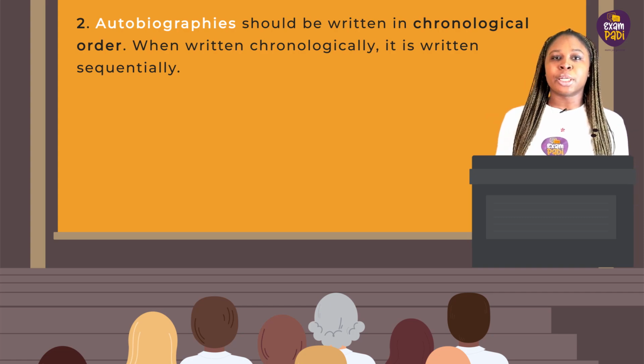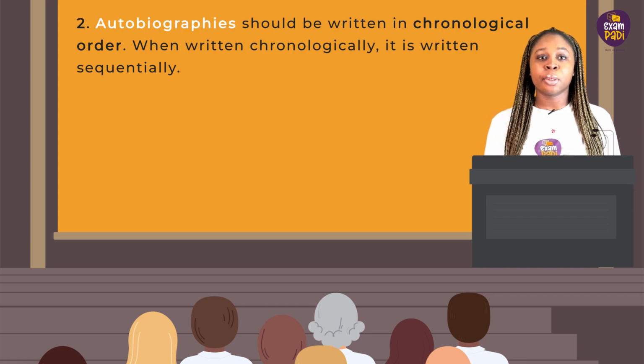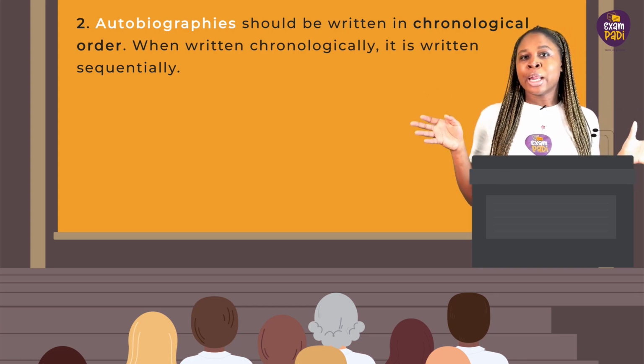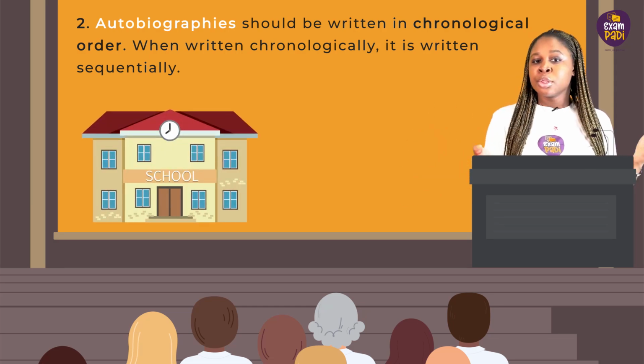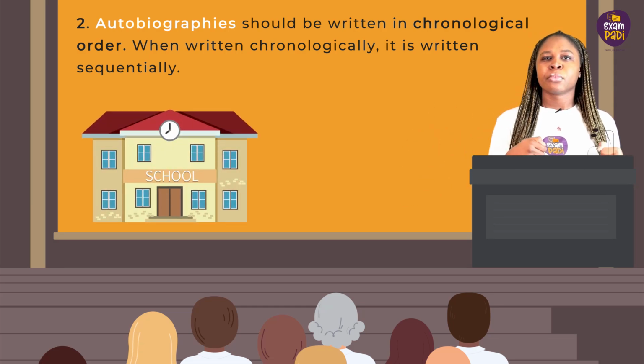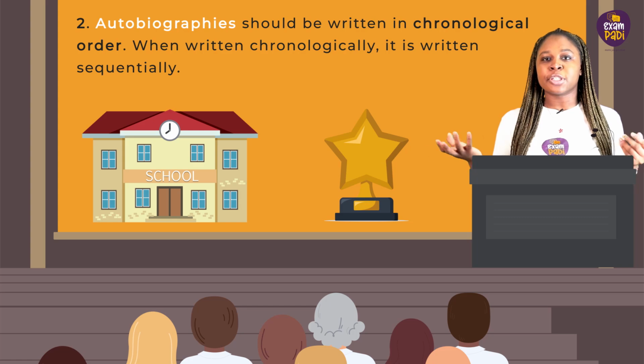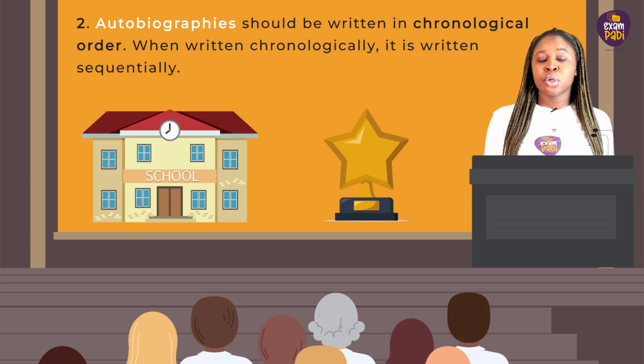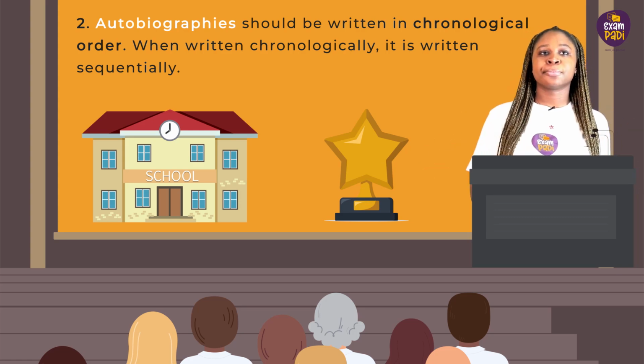When written chronologically, it is written sequentially. For example, you can highlight your early school days, the different schools you've been to, and awards and accomplishments you've received. This can be done through the use of connectives and conjunctions.